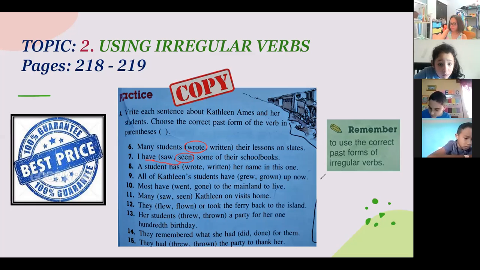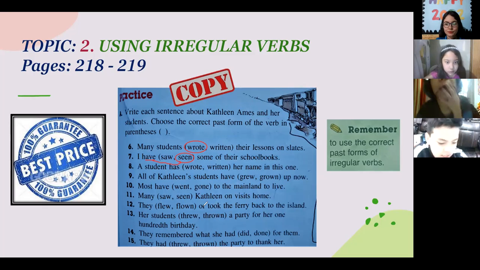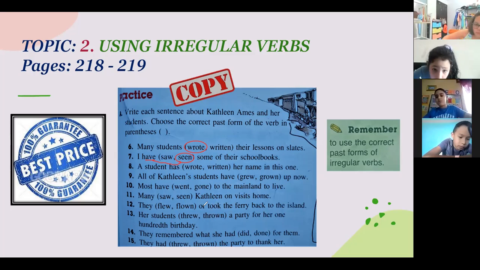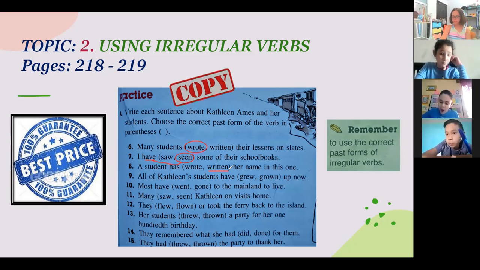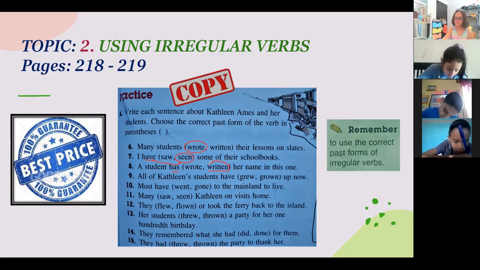Excellent. Tell me, Santiago Chavez, the other one is right. Number 8, read the sentence. This student has written her name in this one. That's right. Because we have has, the answer is written. Excellent, Santiago Chavez.